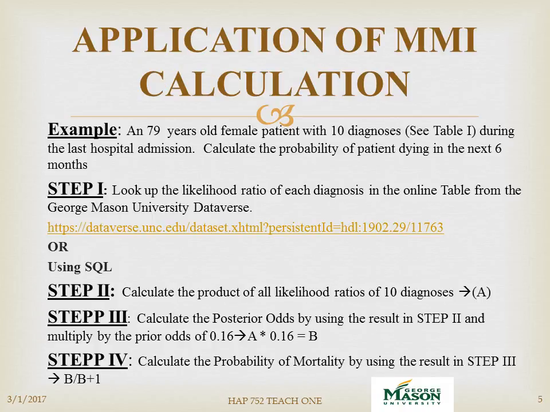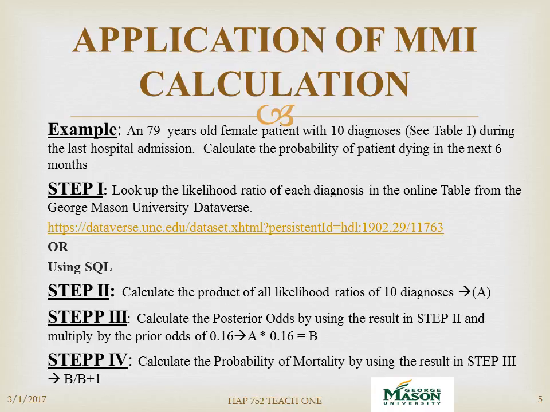So let's put all this into perspective. Let's use a case where we have a 79-year-old female patient with a pain diagnosis during the last hospital admission, and we want to find out the probability of this patient dying in the next 6 months. The first step is to find the likelihood ratio of each diagnosis that this patient has.